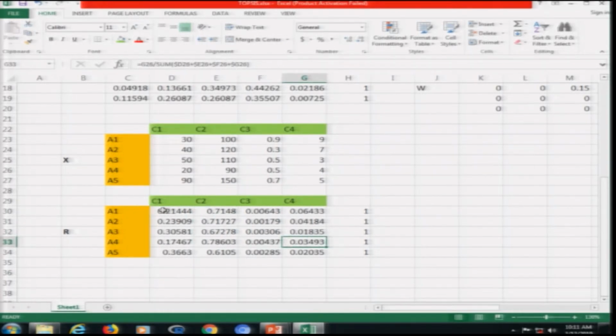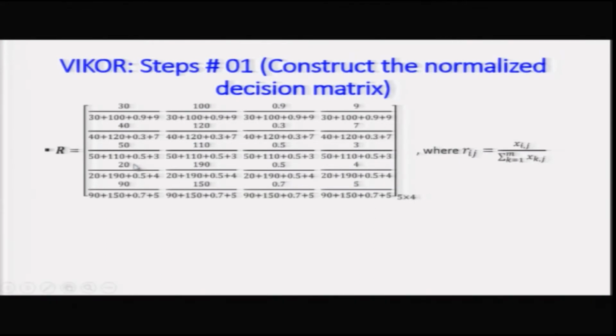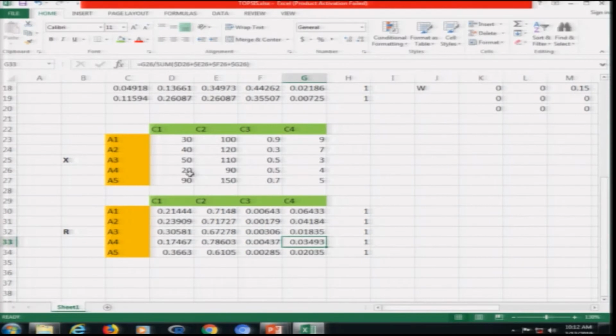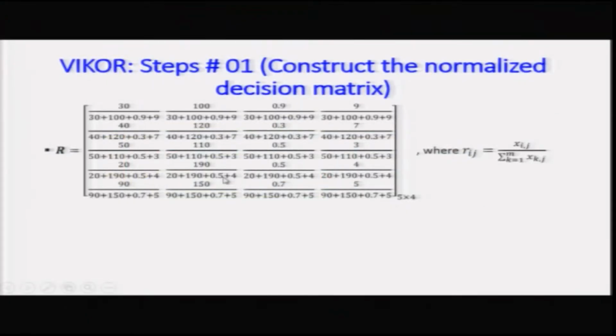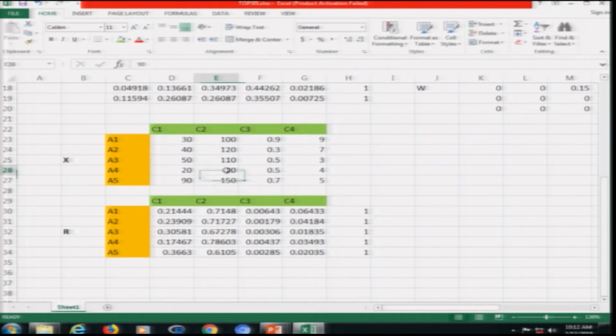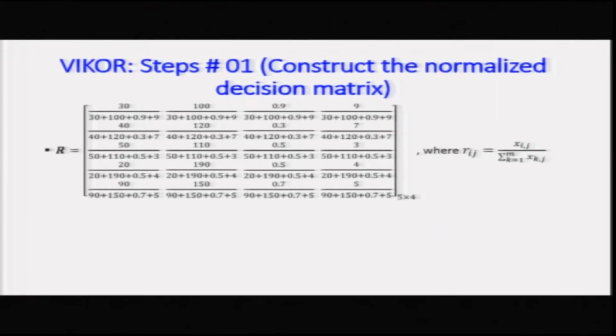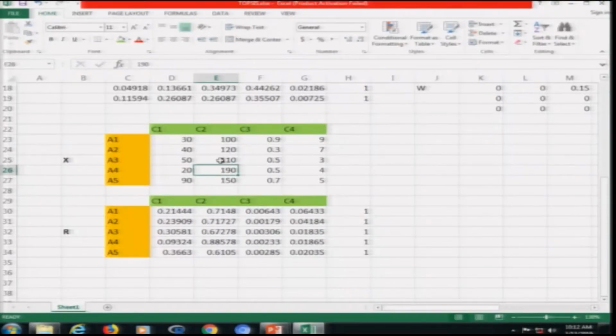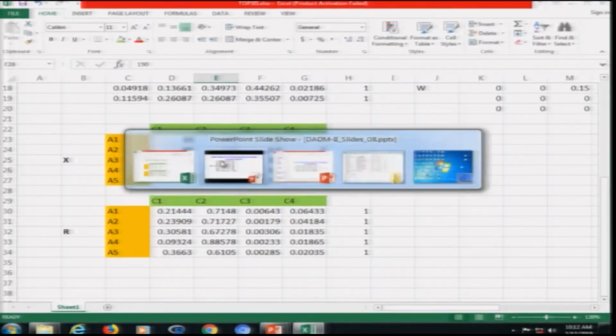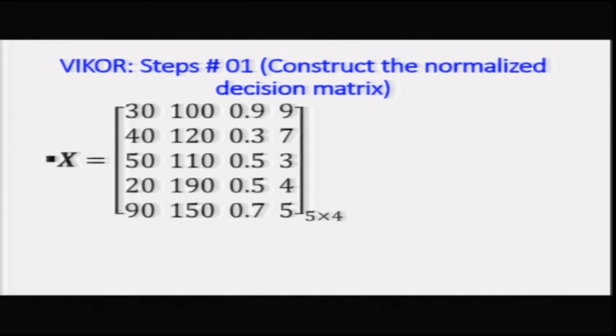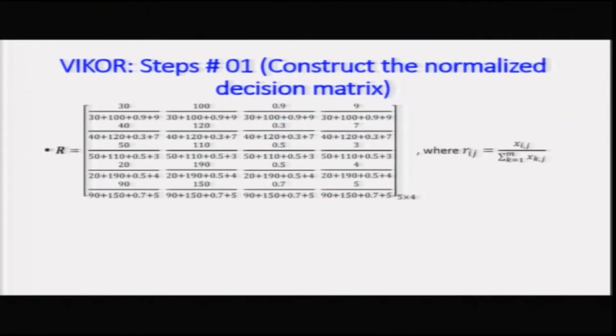Similarly, if I consider this cell, this will be the division of 4 divided by the sum of all these things. So, let us check. The values are 30, 40, 50, 20, 90, 30, 40, 50, 20, 90, 100, 120, 110, 190, 150, 0.93557, 93557, 97345. So, the values are calculated accordingly.